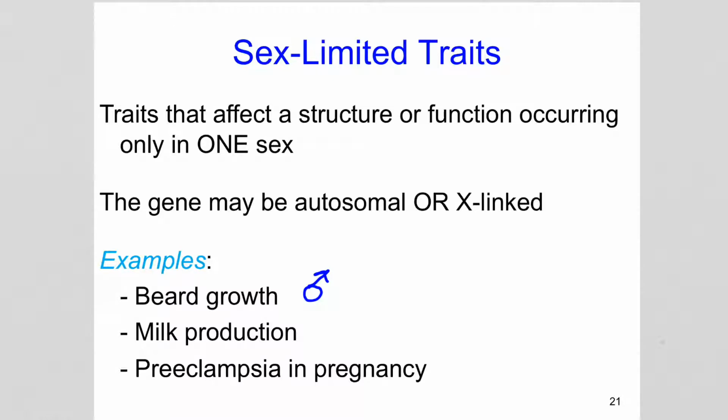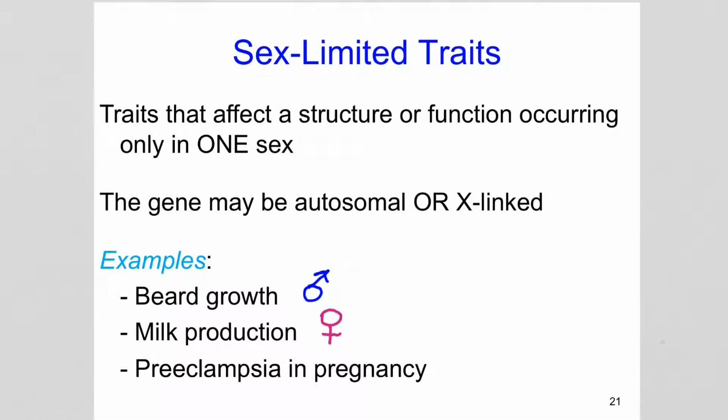So it's sex limited. Another example is milk production. So milk production is limited to females because they're the individuals that have the hormones and the structures that allow for this production. So because it's only occurring within one of the sexes, again, sex limited.